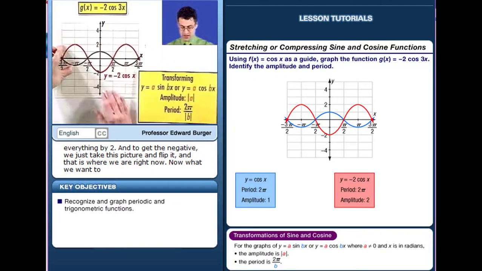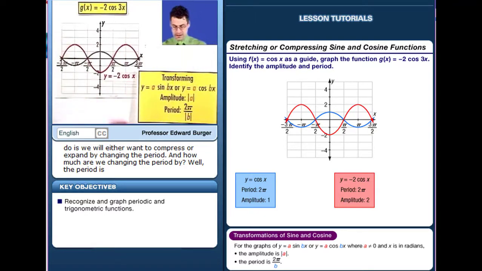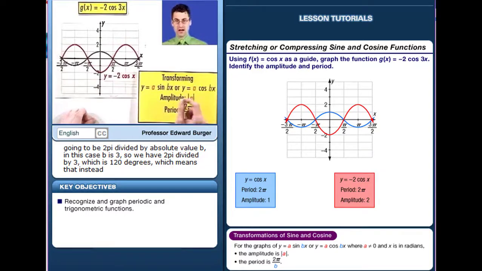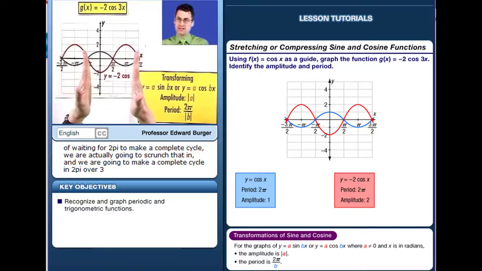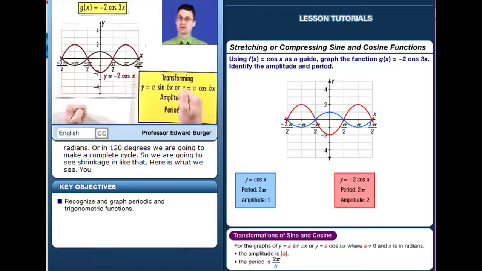Now what we want to do is either compress or expand by changing the period. And how much are we going to change the period by? Well, the period is going to be 2 pi divided by the absolute value of b. In this case, b is 3. So we have 2 pi divided by 3, which is 120 degrees, which means that instead of waiting for 2 pi to make a complete cycle, we're going to scrunch that in, and we're going to make a complete cycle in 2 pi over 3 radians, or 120 degrees.